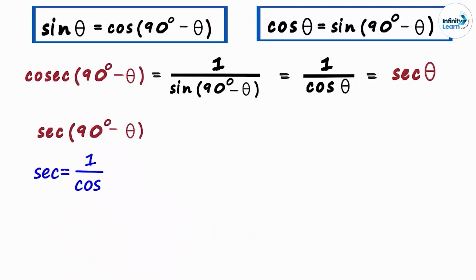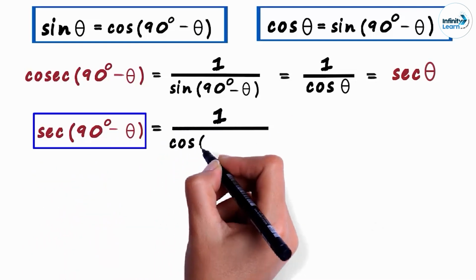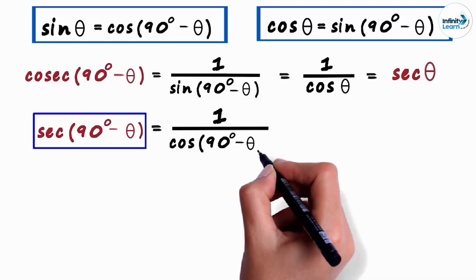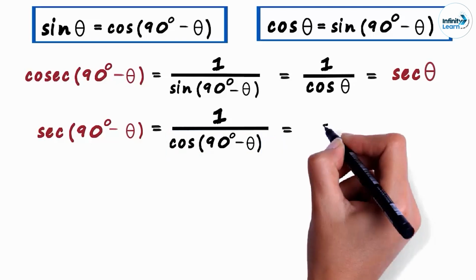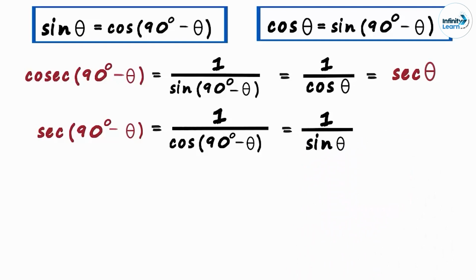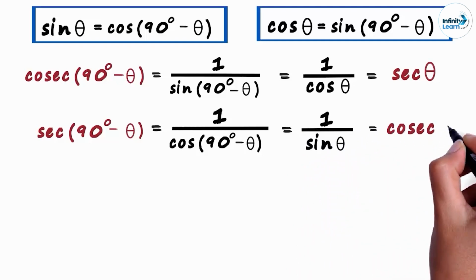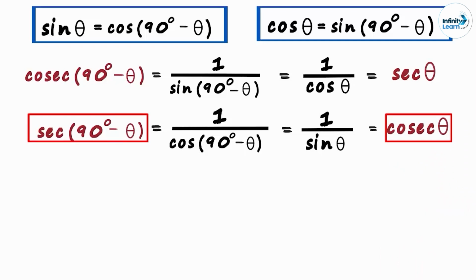Sec is the reciprocal of cos, so this will equal 1 by cos 90 degrees minus theta. From the first relation, we can see that cos 90 minus theta equals sin theta. This can be written as 1 by sin theta. And the reciprocal of sin theta is cosec theta. This derivation tells us that the cosecant of any angle is equal to the secant of its complementary angle.